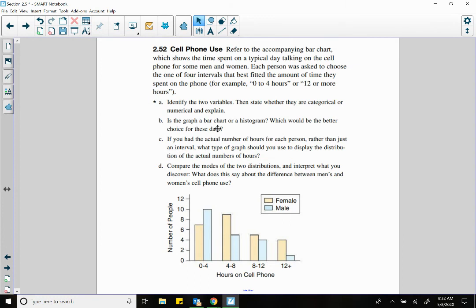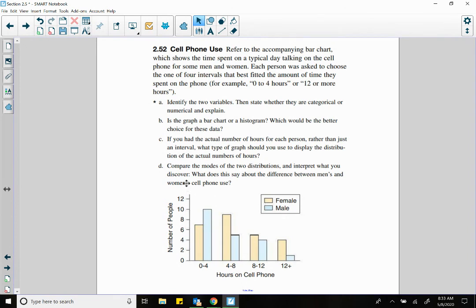Okay. So part C says, if you had the actual number of hours for each person rather than just an interval, which type of graph would you use to display the distribution of the actual numbers? Now, on this question, this is where we would use the histogram, because if we had the actual numbers for each person, that's the measurement, that's numerical. That's where I would use a histogram. And I would probably break it up and do two histograms, one with female and one with male. So I would have two different histograms there. Okay.